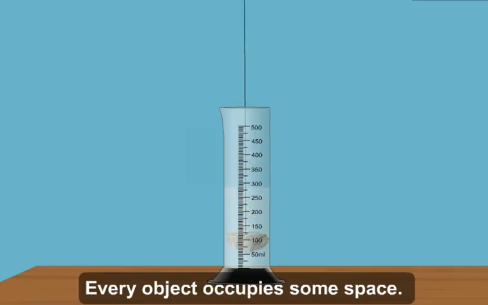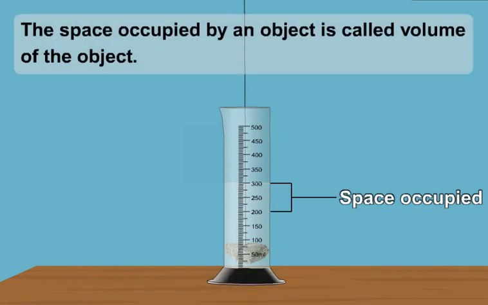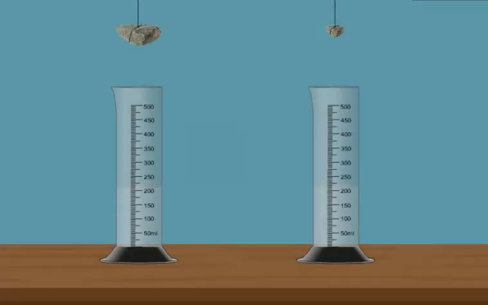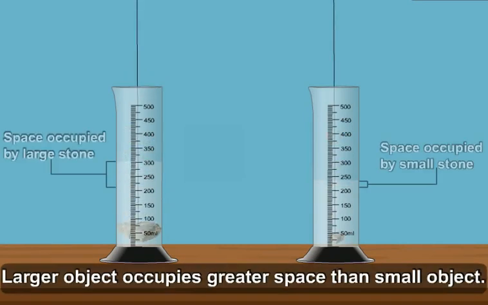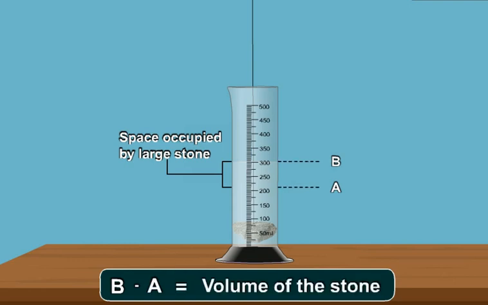Students, every object occupies some space. The space occupied by an object is called the volume of the object. Larger object occupies greater space than small object. In the figure, the difference between the level A and level B gives the volume of the stone.